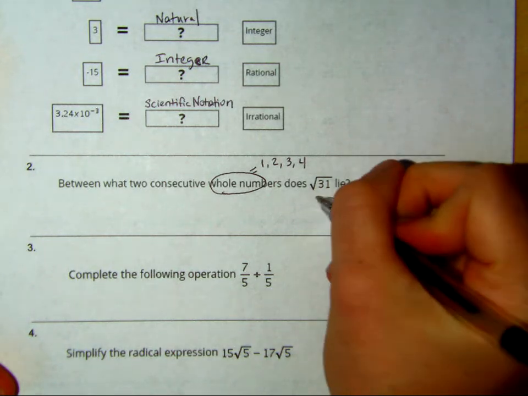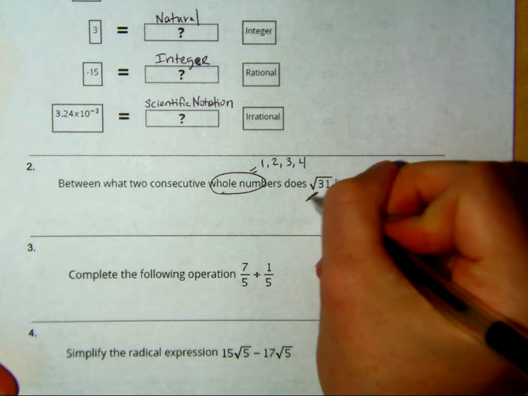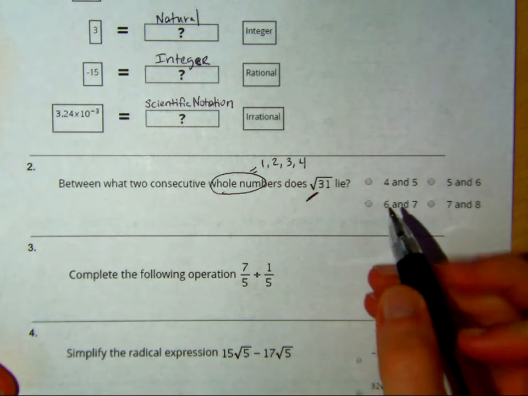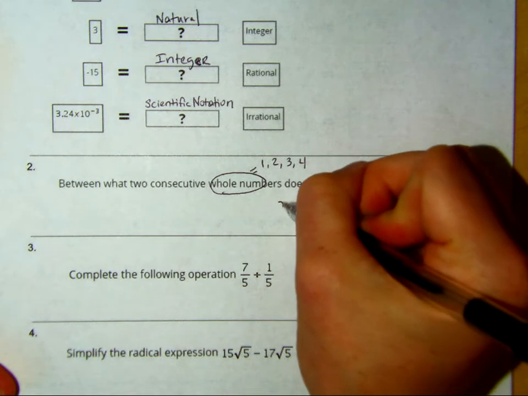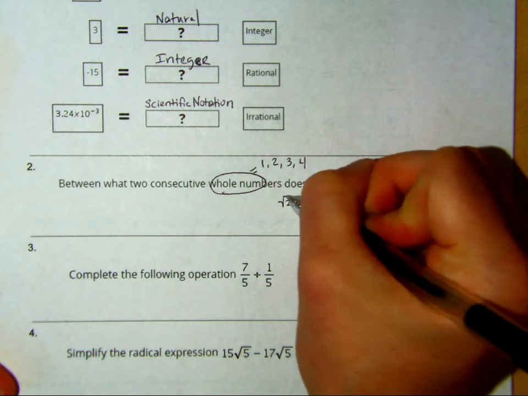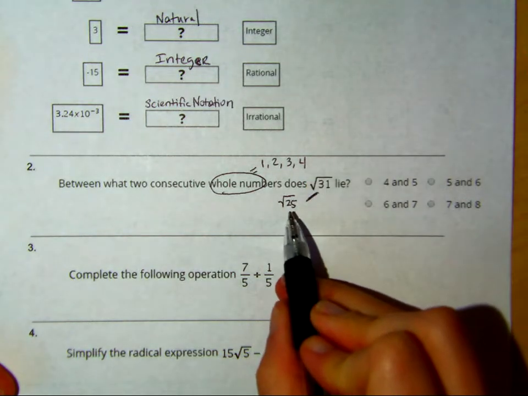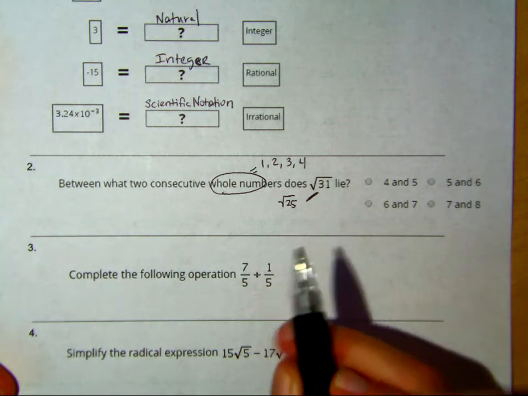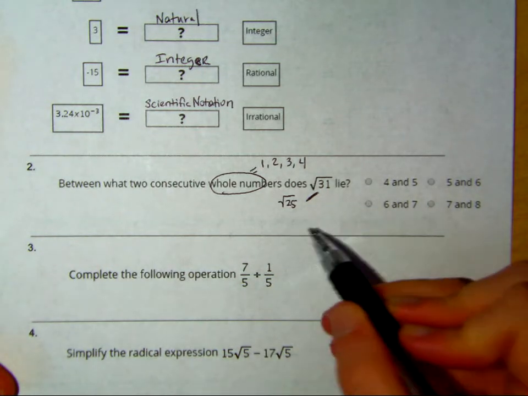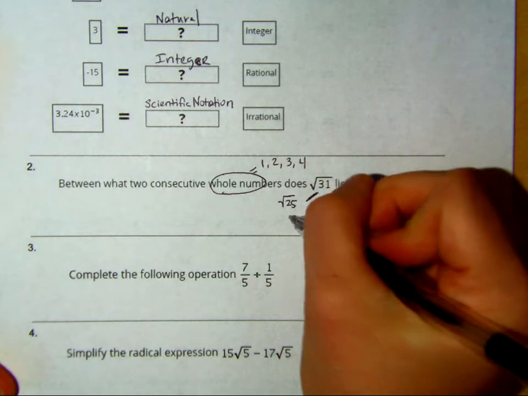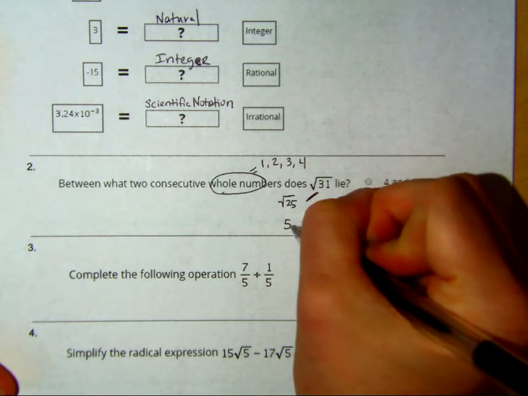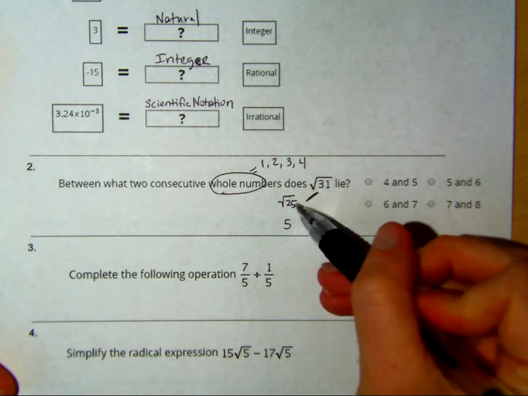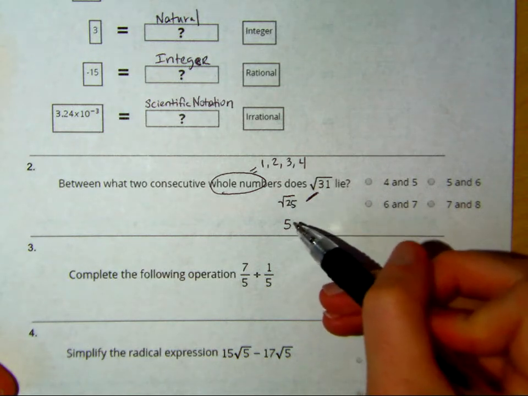Okay, so if we look at what is a perfect square that is less than the square root of 31, the first one is going to be the square root of 25. And the reason that the square root of 25 is a perfect square, because a number times itself can equal this number. Okay, so if you take 5 times 5, it equals 25. So the square root of 25 is 5.